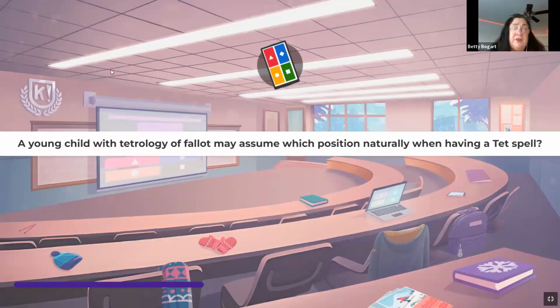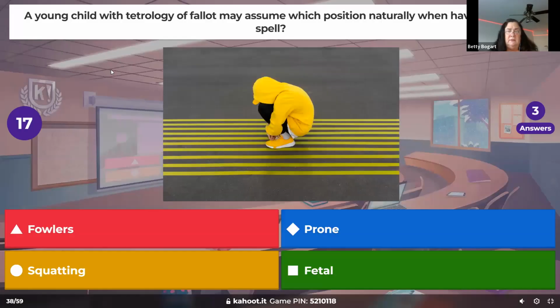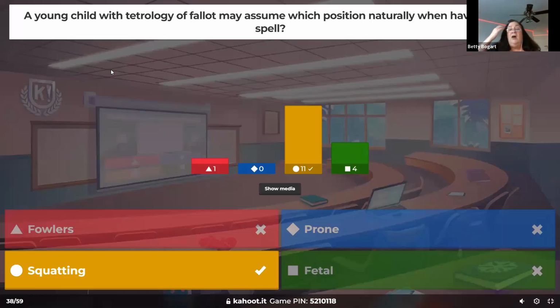A young child with tetralogy of Fallot may assume which position naturally when having a tet spell? We know infants do knee chest, right? We have to do it for them because it changes the pressure between the abdomen and the chest. It works. And it's called squatting. They just all of a sudden squat and it changes that pressure by themselves.